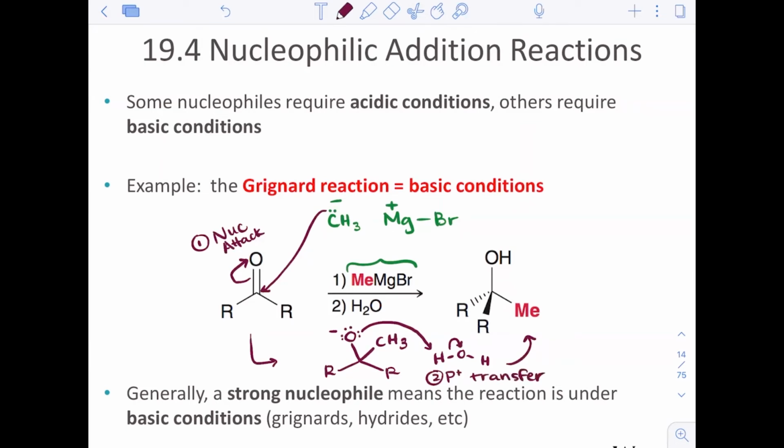We will go more in depth into this reaction, obviously, with the preparation of a Grignard reagent, how we make it, how we use it, and what it can react with throughout this chapter. But it's a really good first impression of a basic condition for these nucleophilic addition reactions, where we're adding something to the carbon-oxygen double bond, right? And that first step is a basic step, something that looks like a very strong base. Carbon with a minus charge does look like a very strong base indeed. Generally, a strong nucleophile means that the reaction is under basic conditions. Carbon minus, H minus, things like that.